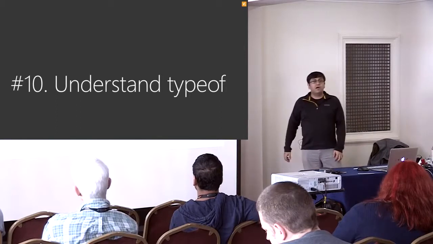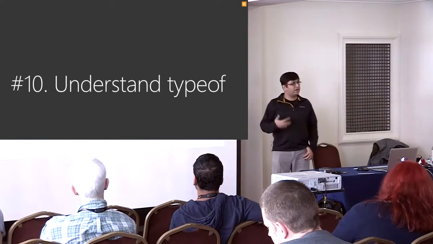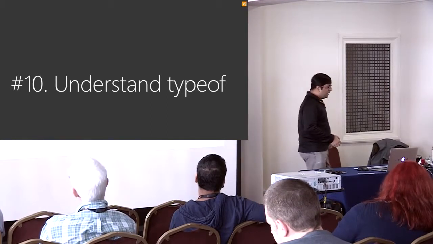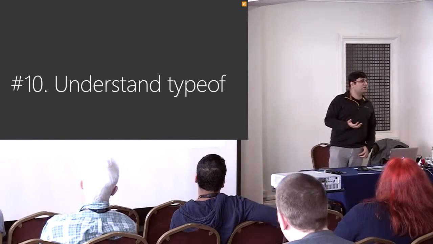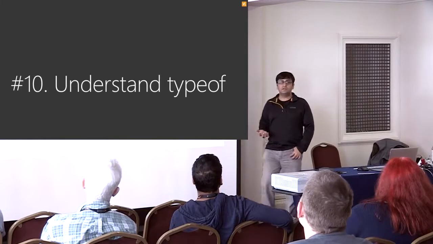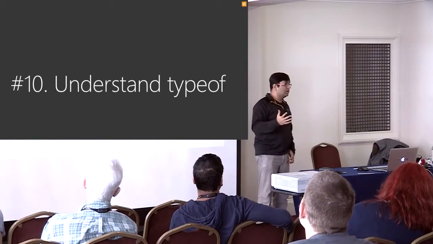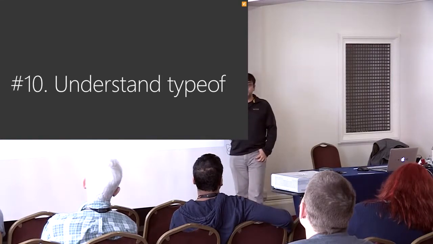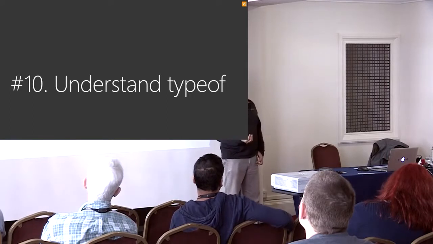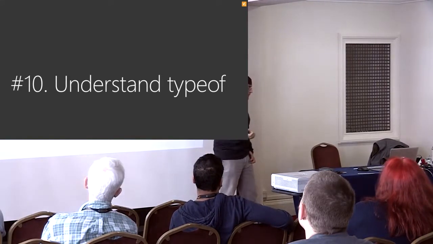Number 10, understand typeof. Typeof is reflection in JavaScript. I want to see what kind of variable it is. It is a common misconception that JavaScript doesn't have types. Definitely JavaScript has types, but JavaScript is loosely typed. So when I say var i is equal to 1, that's a number. JavaScript has numbers that are 64-bit numbers. But sometimes JavaScript likes to convert them to 32-bit for efficiency. When it does bitwise operations, it does that.